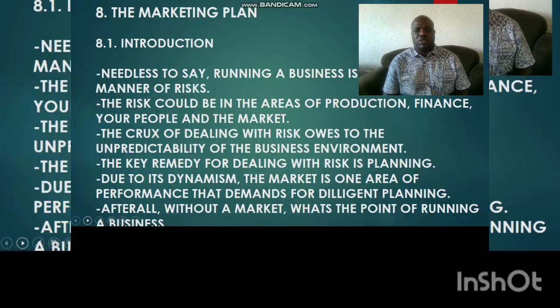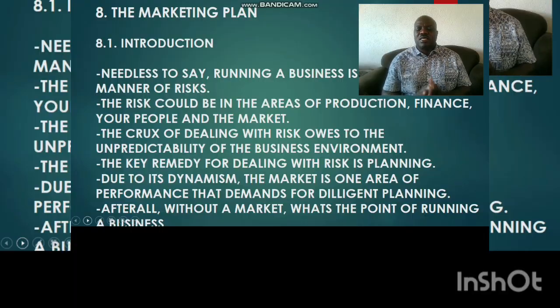Now, just to get the ball rolling, needless to say, running a business comes with a whole manner of risks. These risks could be in the area of production, your finances, your people, and the market. The difficult part of dealing with risk emanates from the fact that the business environment is very unpredictable. It's littered with uncertainty. Now, the key remedy for dealing with business risk is planning.